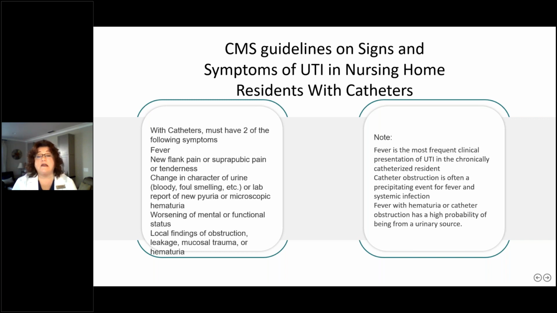So fever is the most frequent clinical presentation of UTI in the chronically catheterized patient. Catheter obstruction is often a precipitating event for the fever or systemic infections. So when they get obstructed, of course, that urine sits there, and then they end up with an infection resulting in a fever. So fever with hematuria or catheter obstruction has a really high probability of being from a urinary source. So CMS has those guidelines in place. You can't say that a patient has a UTI without having 2 or more of those symptoms.